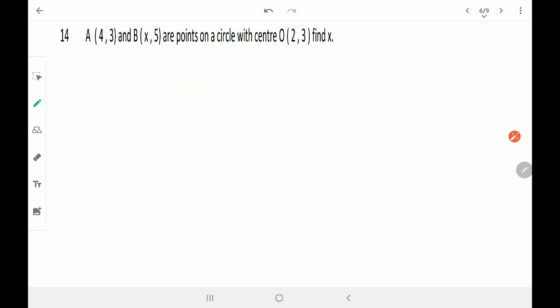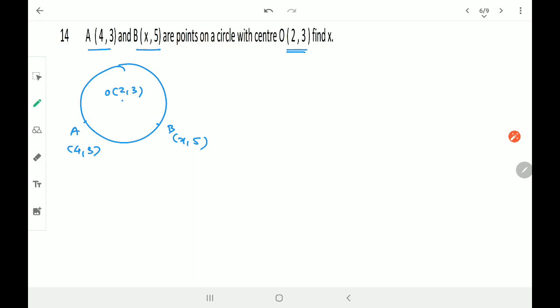14th is again HOTS. No, it's not HOTS. It's simple. कुछ नहीं है HOTS का. Simple question है. Okay, let's talk about the 14th question. It's easy. बहुत ही ज़्यादा simple है. There are A and B points which are on the circle and the center is this. So if I take a circle in this way, this is center O which is (2, 3). ठीक है. Here is A which is (4, 3) and this is B which is (x, 5).